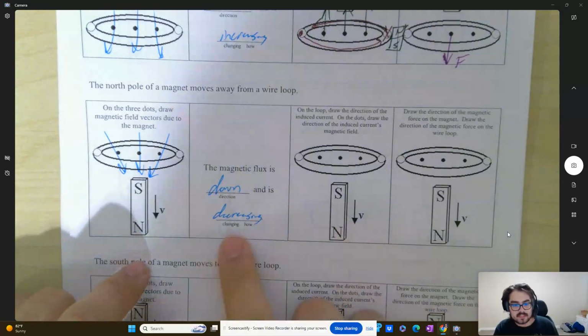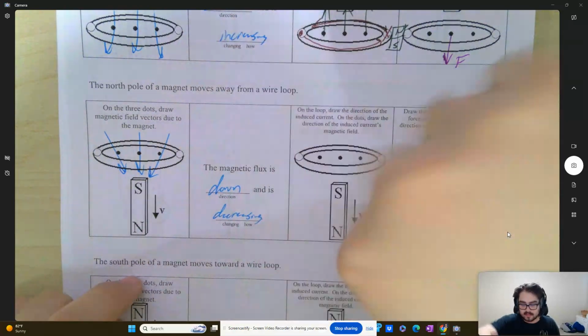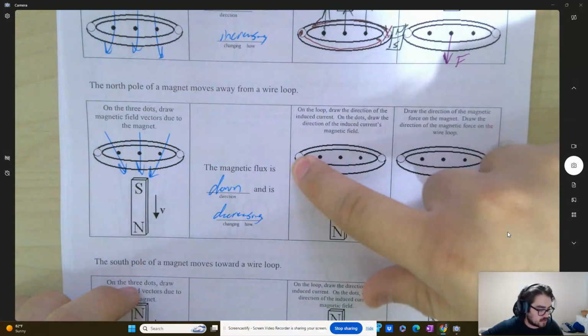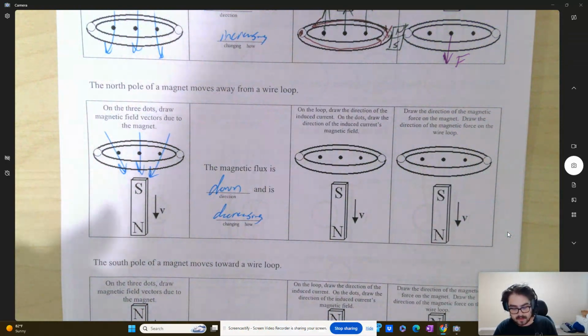So the induced current, it's decreasing and going down, so I'm going to use my right hand. Right hand, thumb points down, it goes into the page on the left and out of the page on the right.